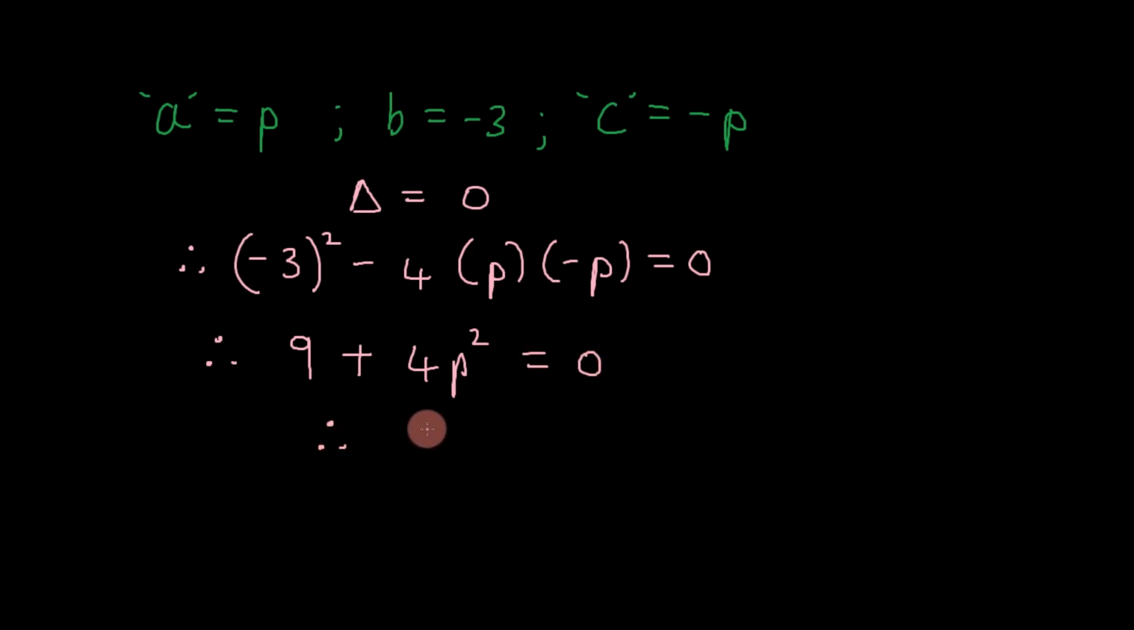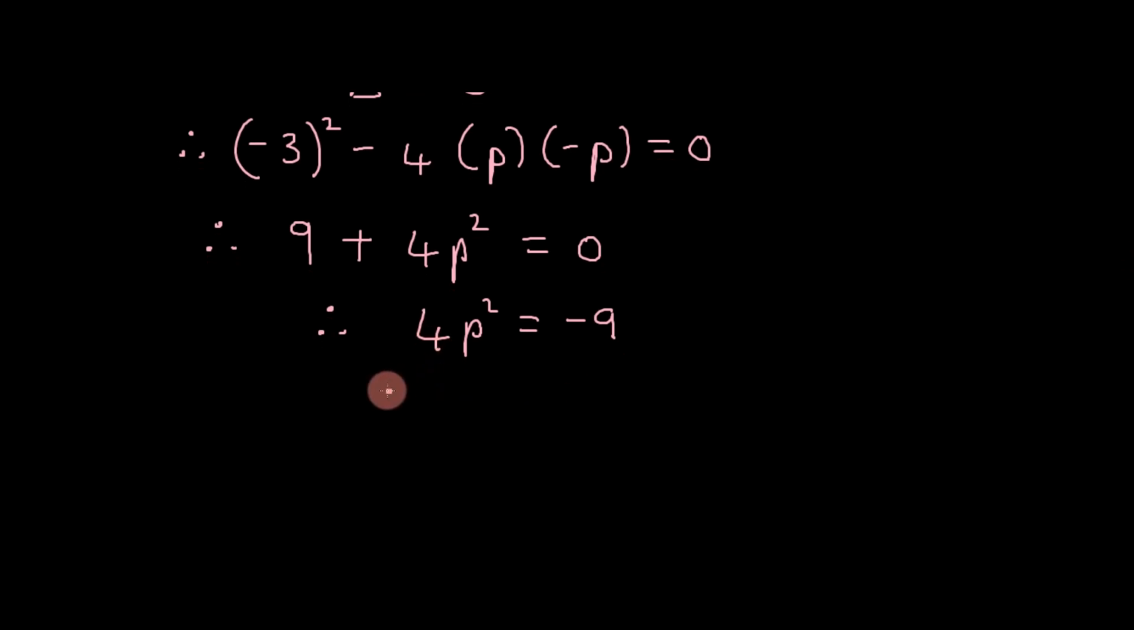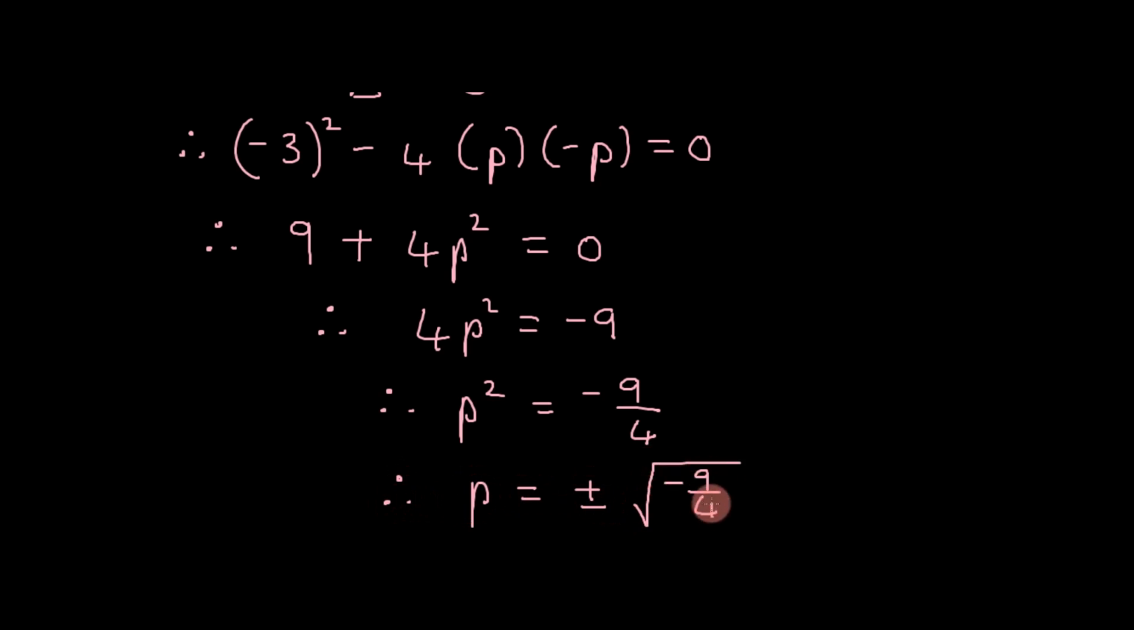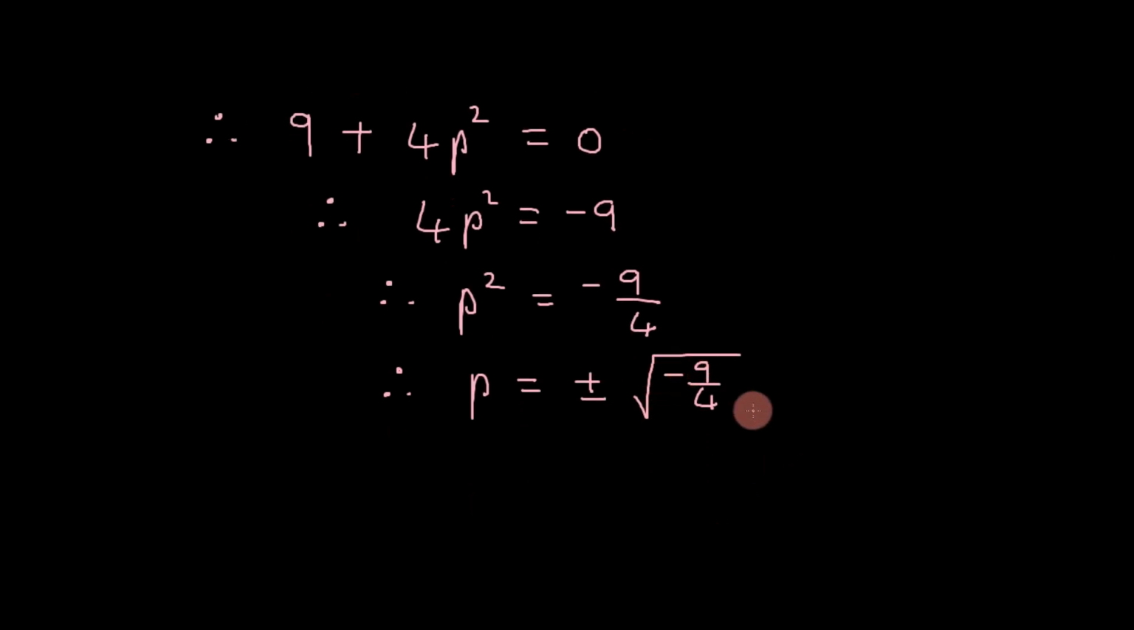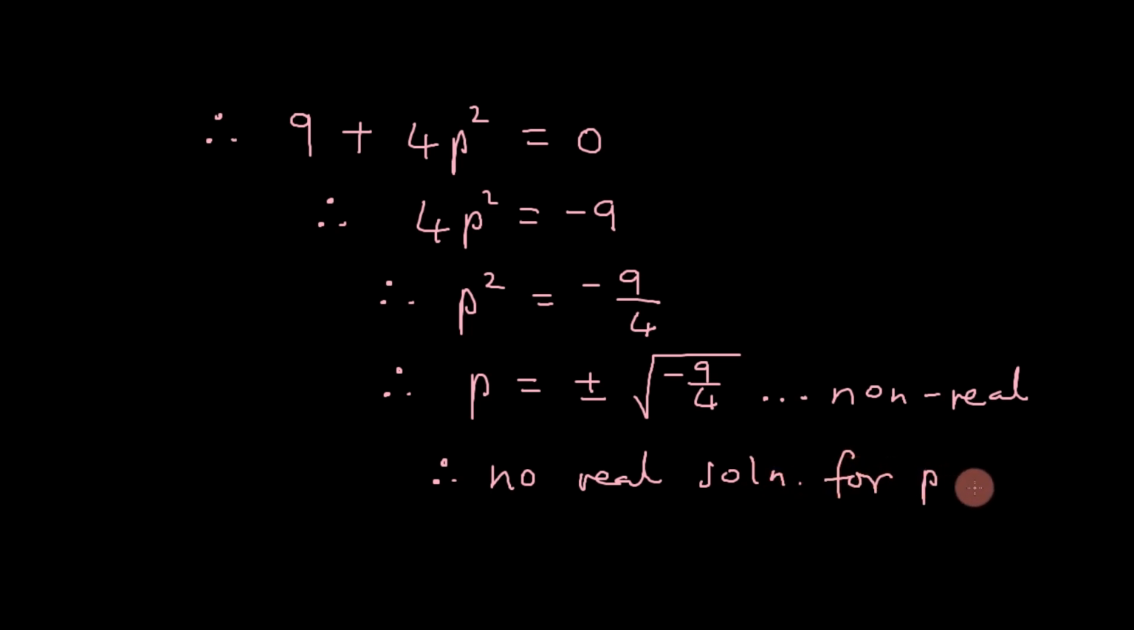Now we solve for p. We can divide by the 4 here. And we take the square root on the right hand side. So p is equal to plus or minus the square root of negative 9 over 4. Now, this is a non-real number. In other words, the square root of a negative number is non-real. And this means that there's no real value of p for which the equation will have equal roots. So no real solution for p.